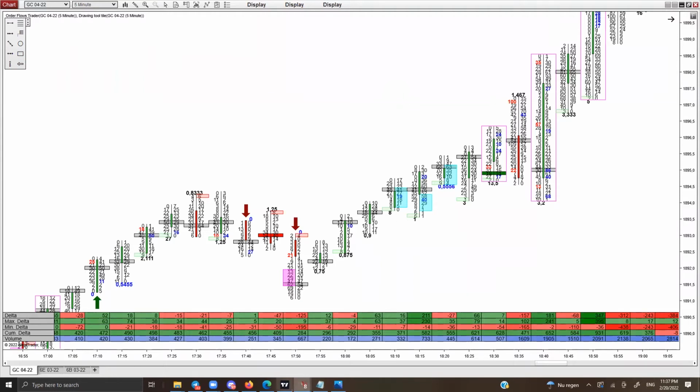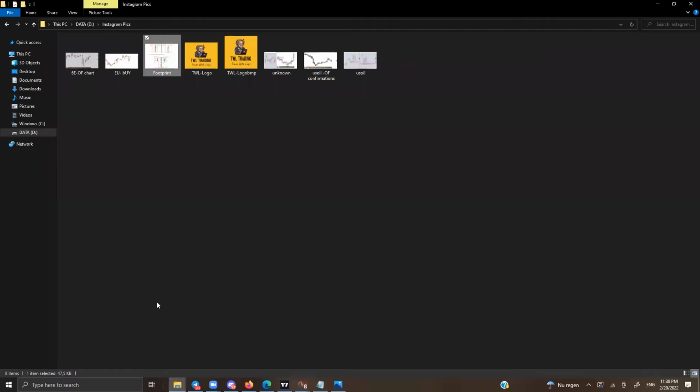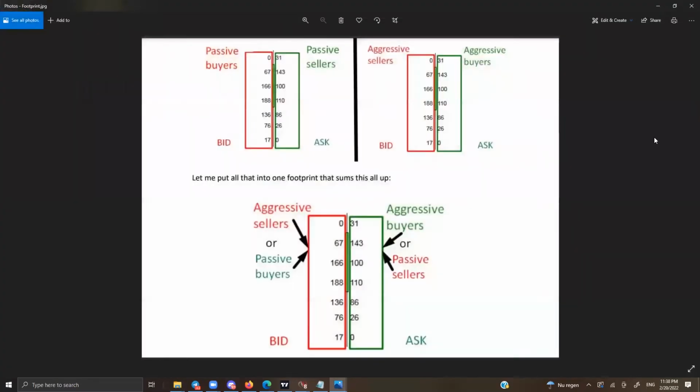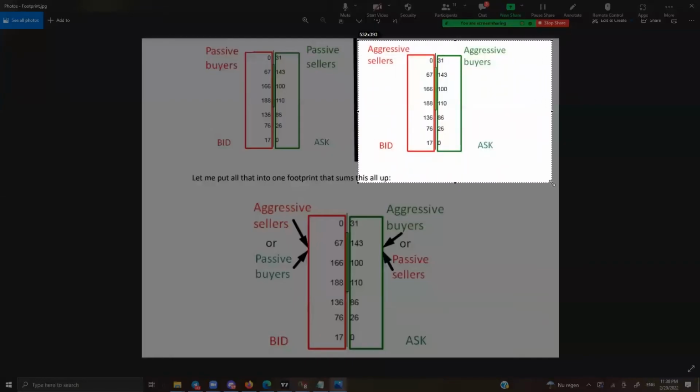So let's first show you how it actually looks. This is a normal footprint chart. Just concentrate at this area, right hand side, where I'm marking. If this is a footprint chart, right side is for buyers, and left side is for sellers. Buyers go this way diagonally, and sellers come this way.